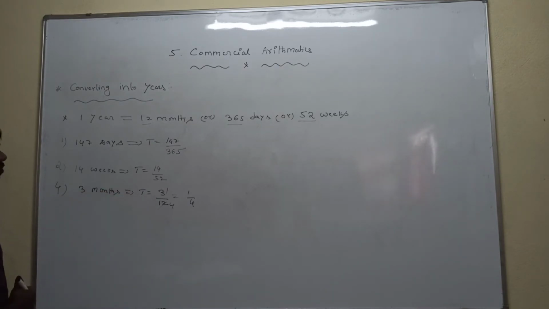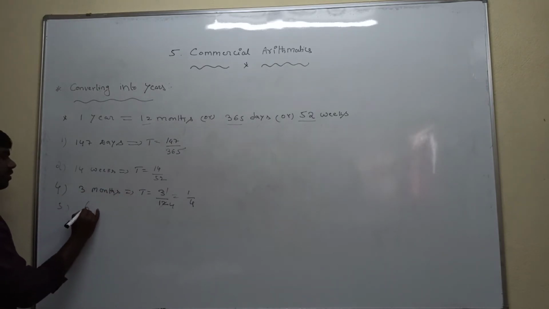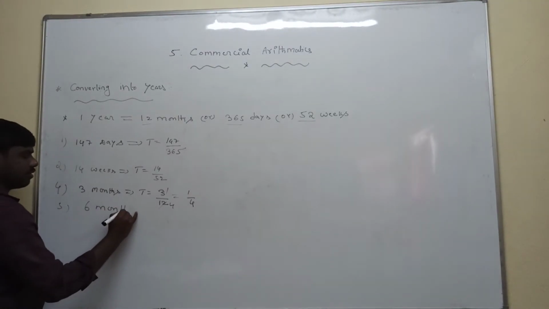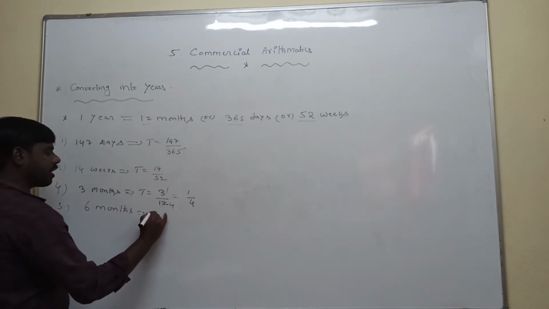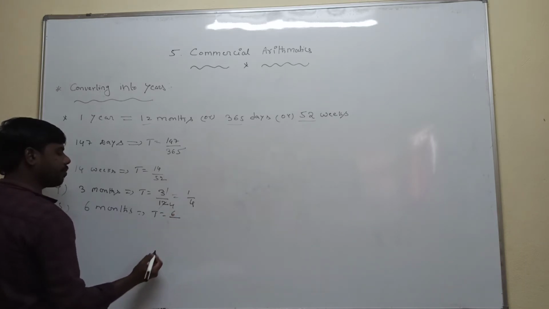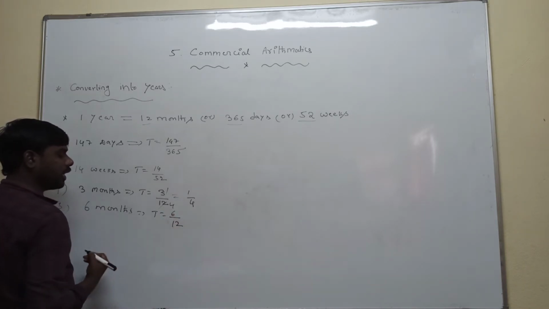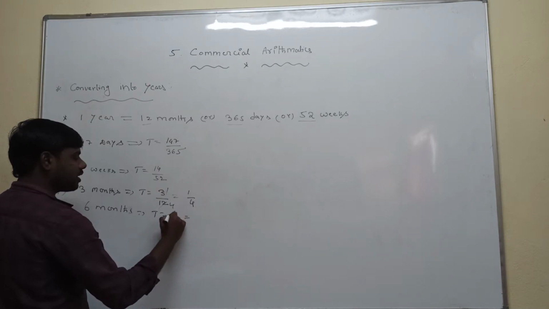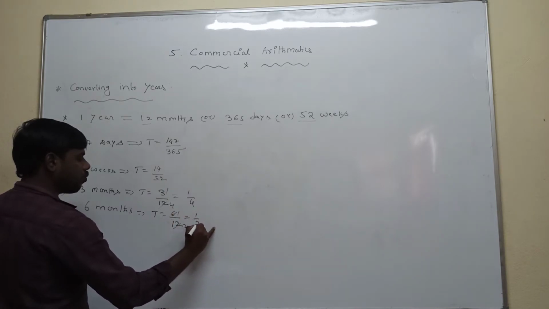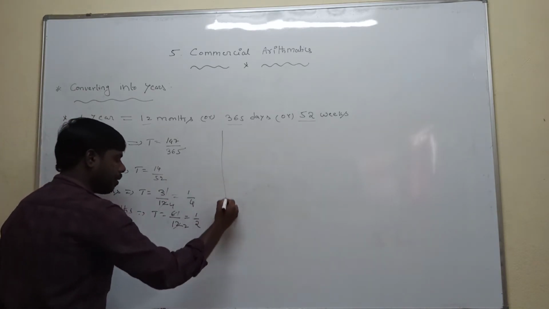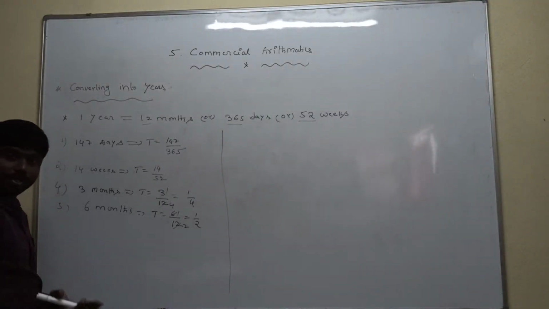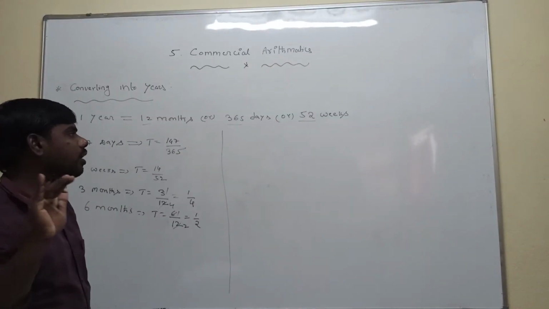Same like, suppose they give 6 months to convert to the year. So what is the time period? Time is equal to given 6 months divided by total 12 months. 6 by 12, that is 1 by 2. Understood? Per 1 year, 12 months or 365 days or 52 weeks.